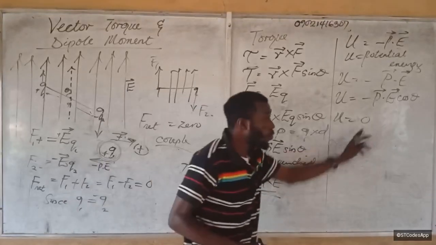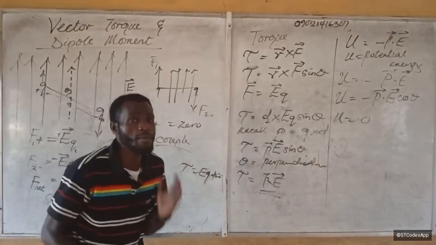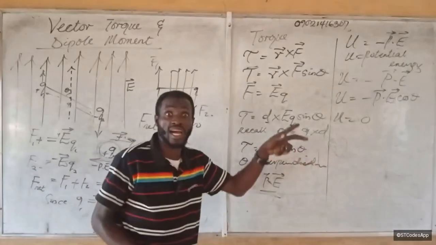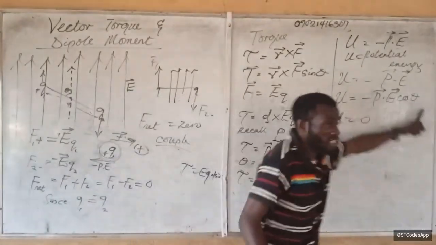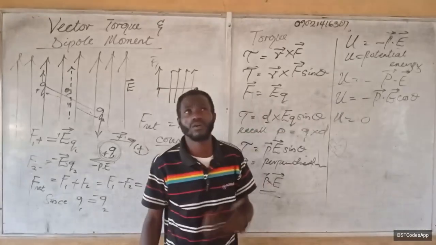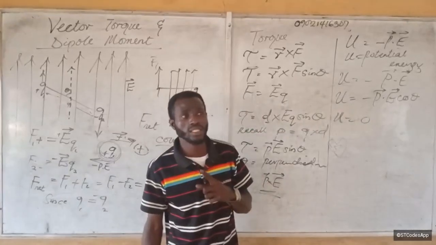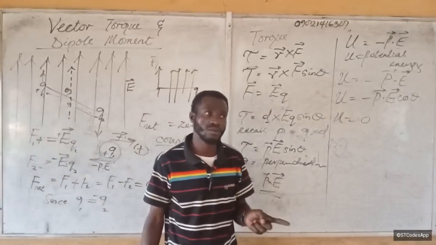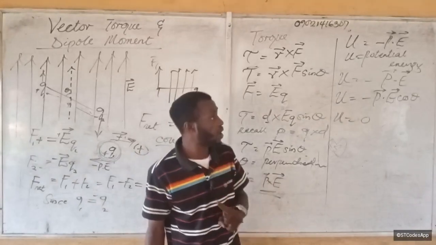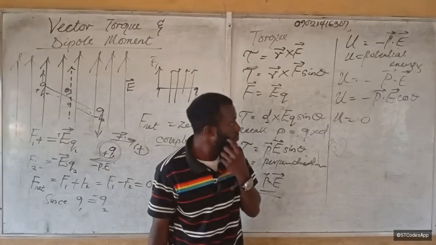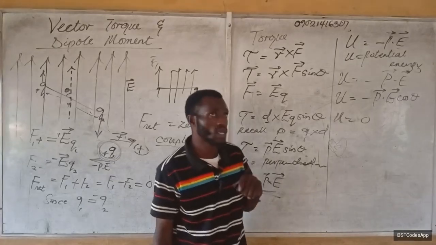And why will it be 0? This will be the minimum value that the potential energy can have. Why? Because sine 0 is 0, so cos 0 will be 1. Okay, cos 0 is 1.